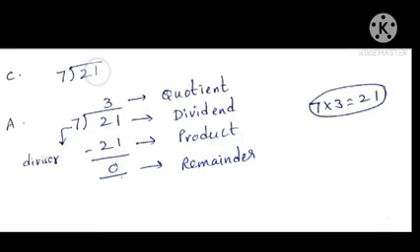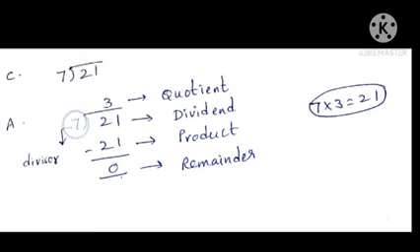C question. 21 divided by 7. This 21, what will we call it? Tell me, children. This 21 is the dividend. Because why? The number to be divided. This 7 is the divisor. Because why? The number by which we are dividing.